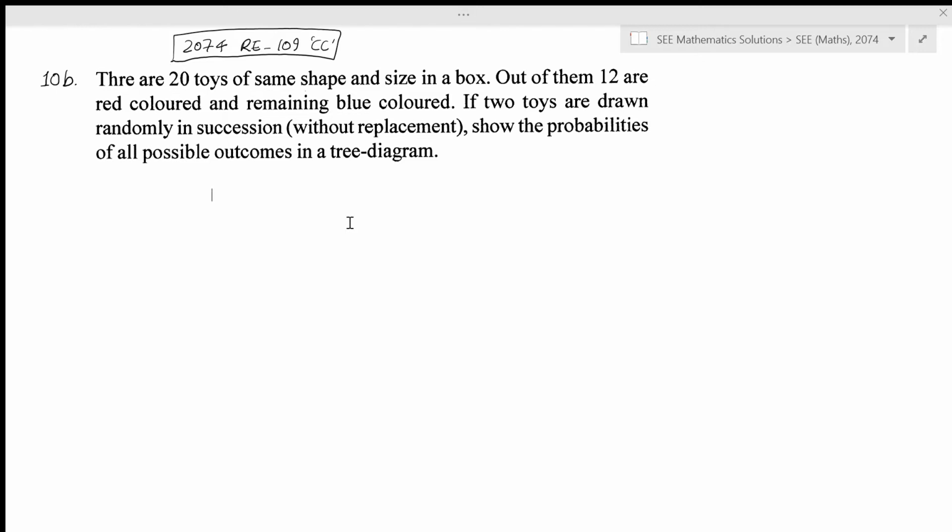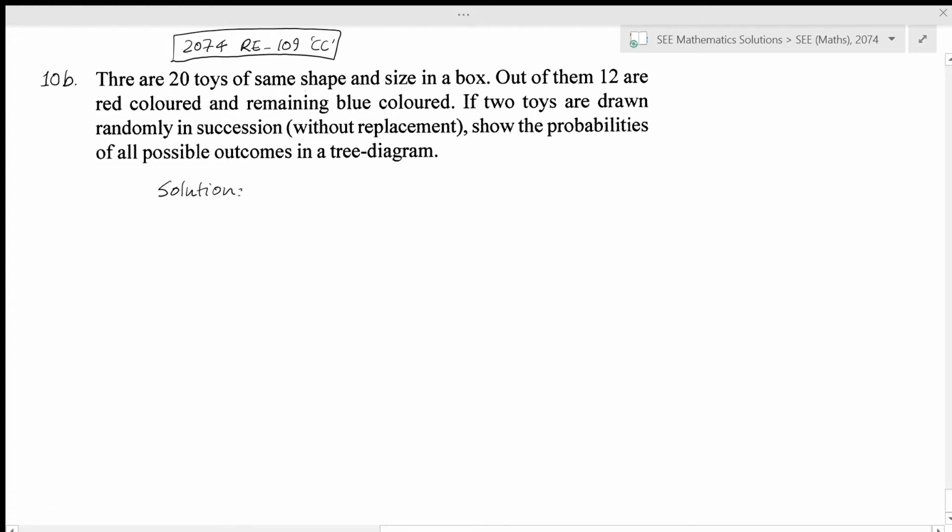And yes, let's read this problem. Let's try to do it. There are 20 toys of the same shape and size in a box, and what we need to find here are the probabilities of all possible outcomes in a tree diagram. So we don't need to find anything, we just have to draw the tree diagram. So let's do it. Solution.